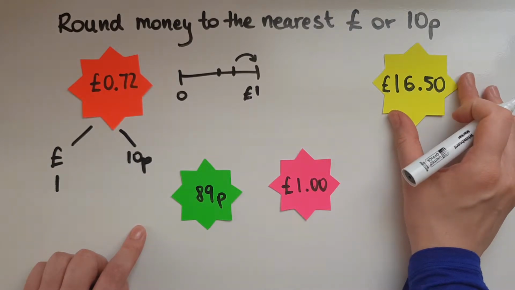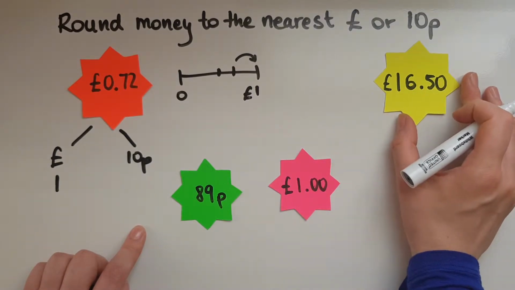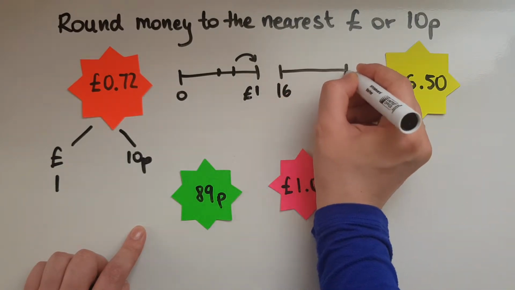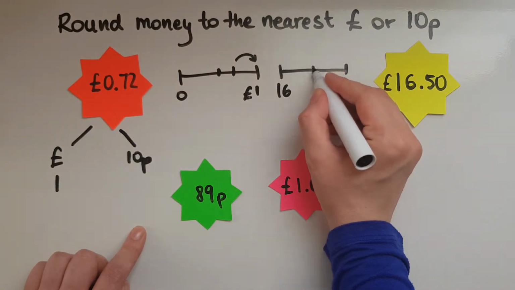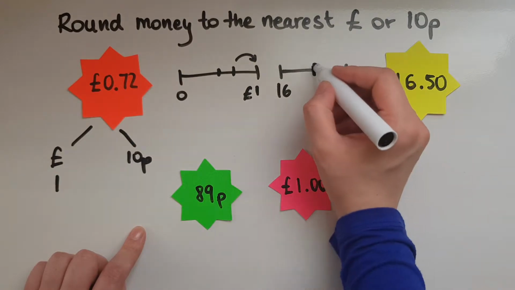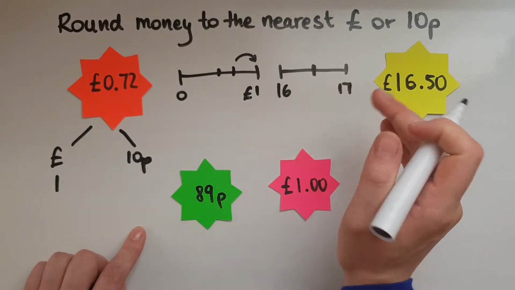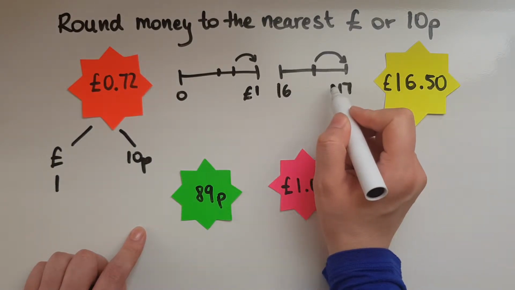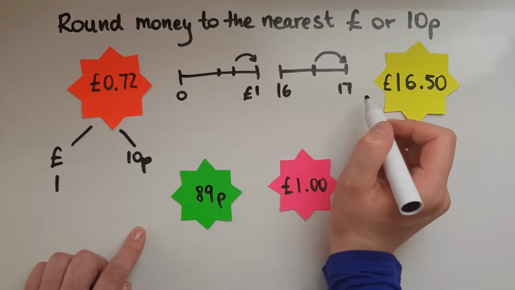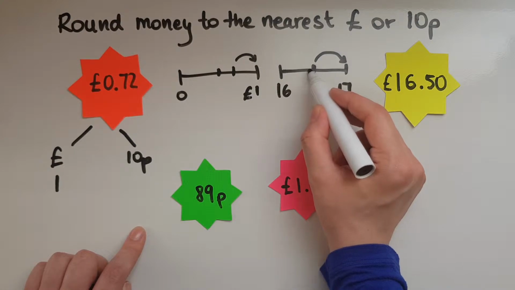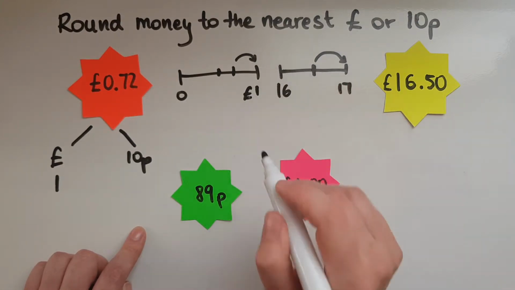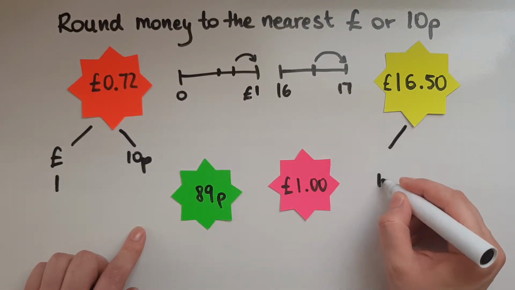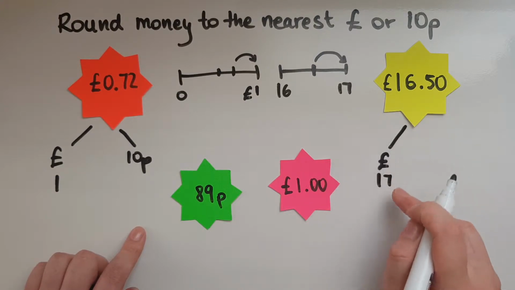So this one, which amount in pounds is that closer to? So that is between 16 and 17, but it's actually spot on. And we said in previous videos that when it's halfway through, when it's between 16 and 17 and right in the middle, so 16.50, we round up. Anything less than that, if it's 16.49, then we're going to round down. So for that reason here, we'll round this to 17 pounds. So to the nearest pound, this is 17.